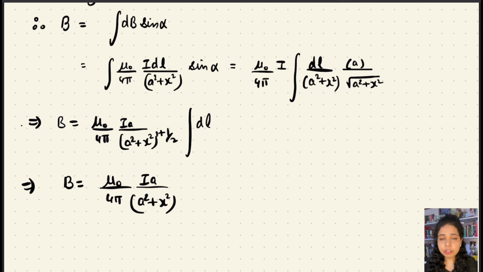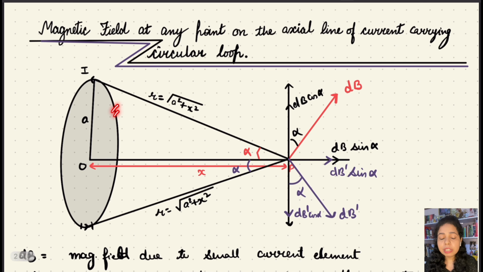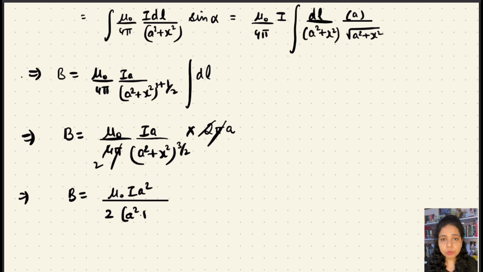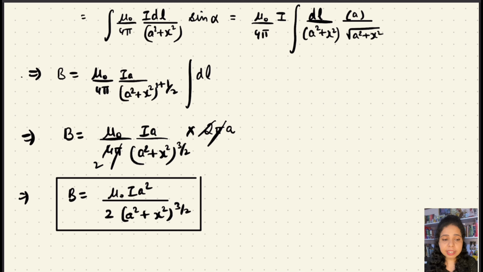Now the integral of dl: if we add up all these small dl portions, we will get the circumference of a circle. Therefore, the integral of dl gives us the circumference of the circle, which is 2 pi a. Solving this equation and cancelling out pi and 2 with 4, we have B equal to mu naught I a square upon 2 into a square plus x square whole raised to power 3 by 2, which is the expression for the magnetic field on the axial line of a current carrying circular loop.